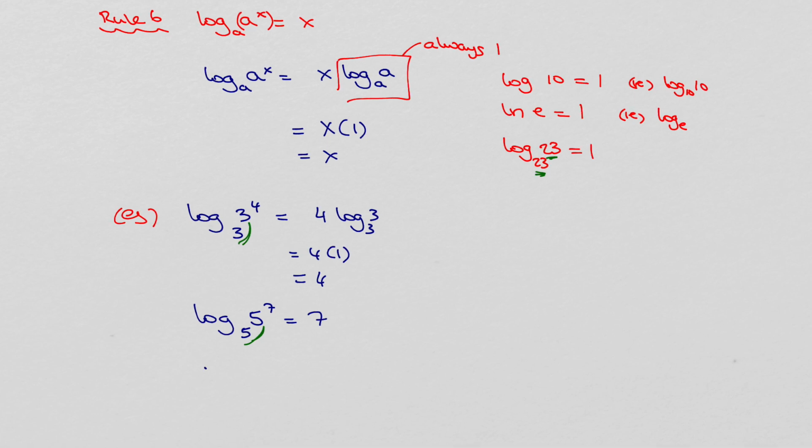So if I have one more, where I have ln e squared, well then that's going to be 2 times ln e, and ln e is always 1, so that's going to be 2 times 1, which is 2. And again, we can see that that is the power.